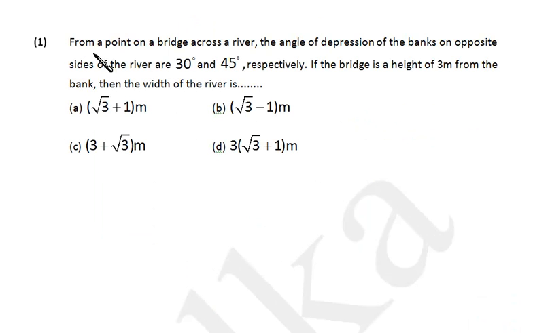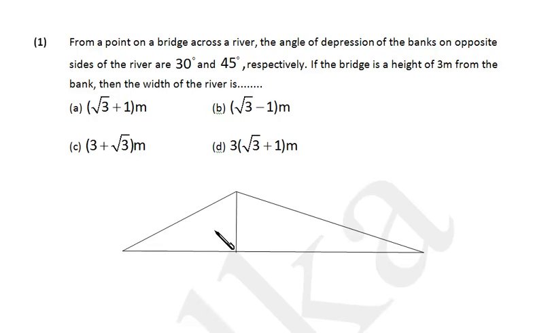Now this problem: from a point on a bridge across a river, the angle of depression of the banks on opposite side of the river is 30 and 45 respectively. If the bridge is at a height of 3 meter from the bank, then the width of the river is. Now I just draw the diagram. So this is the scene, this is the bridge and the person is seeing from here. So angle of depression is 30 and 45, right?